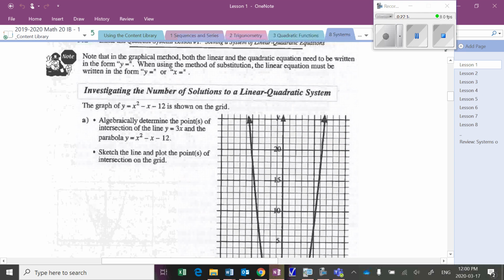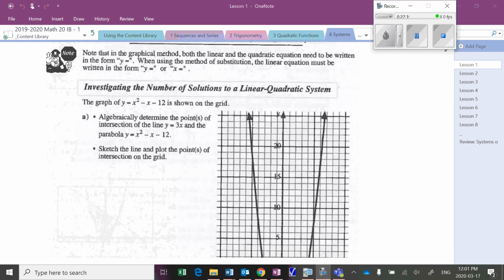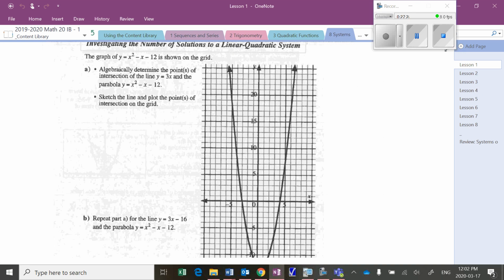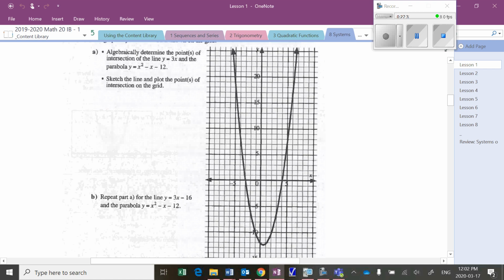Let's take a look at investigating the number of solutions. Okay, so in terms of the number of solutions to a linear quadratic system, before we actually do anything, I just want you guys to consider, if I've got my quadratic right here, and recognizing that a system of equations, including a line, has a solution that is the point or points of intersection. So consider, just quickly do a sketch on the side.